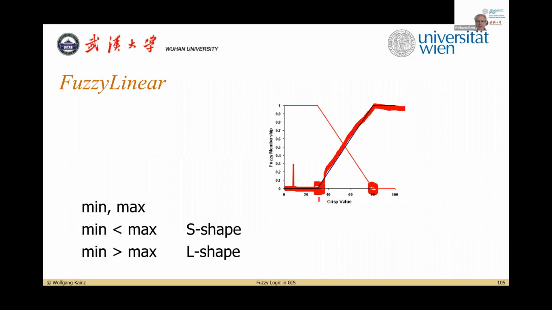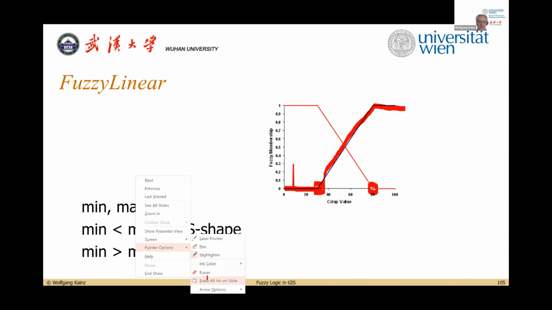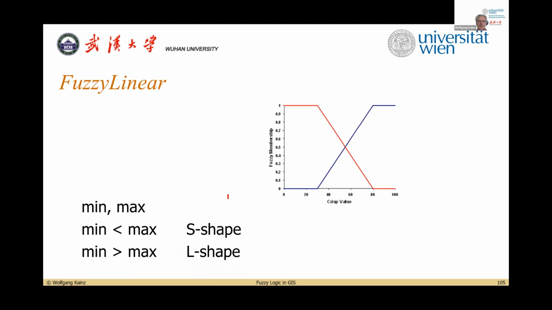So in our case here, the minimum value would be something like 30 on that scale here, and the maximum value is 80. So we would define for minimum 30 and for maximum 80. Let me erase all the ink. If we want to achieve an L-shaped membership function, then we would define for the minimum value 80, and for the maximum value we would say 30. Then we achieve such a membership function.